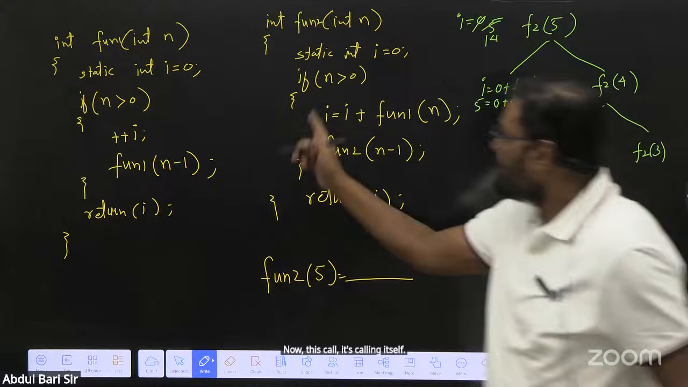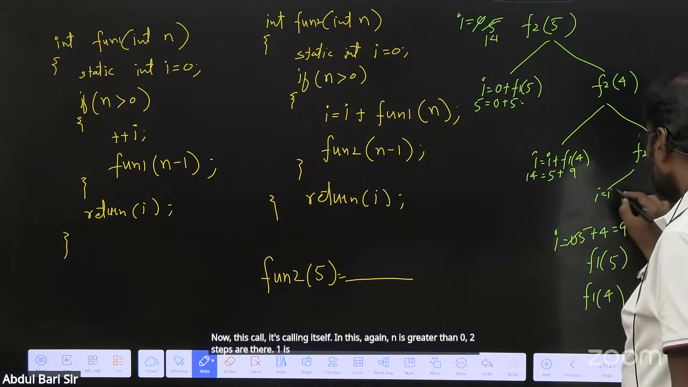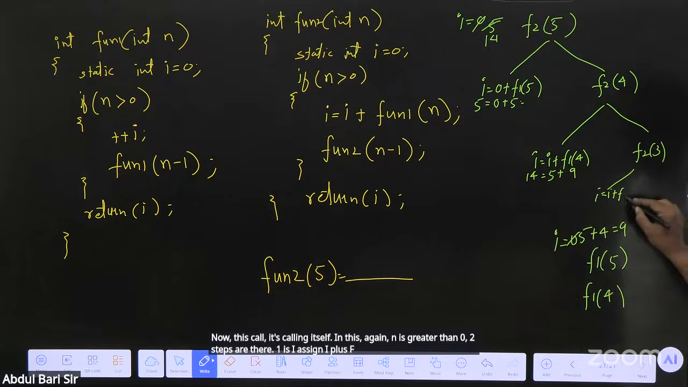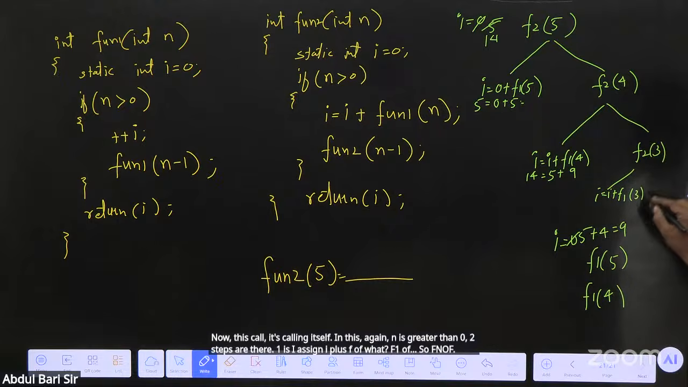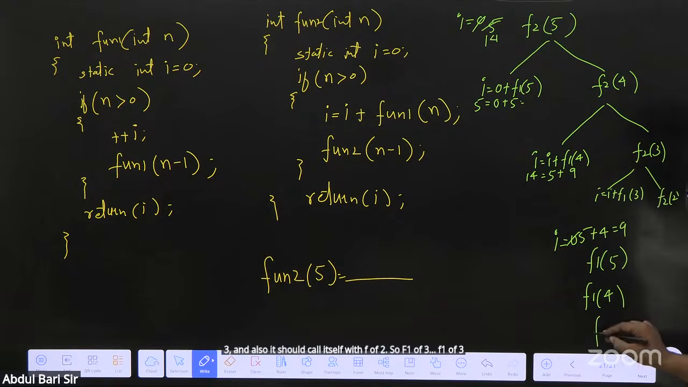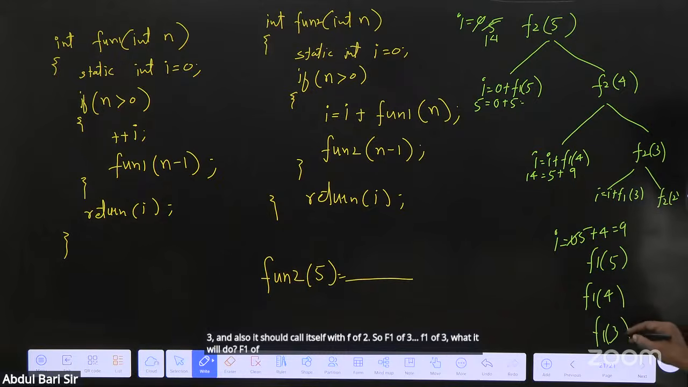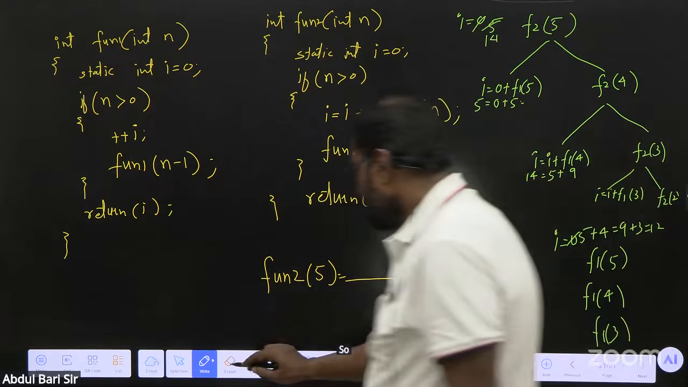Now this call is calling itself. In this again, n is greater than 0, two steps are there. One is I assign I plus f1 of 3, and also it should call itself with f of 2. So f1 of 3 will add 3 to this value of I. Right now it is 9 plus 3, which is 12, and this will return 12. So I'll erase this one.